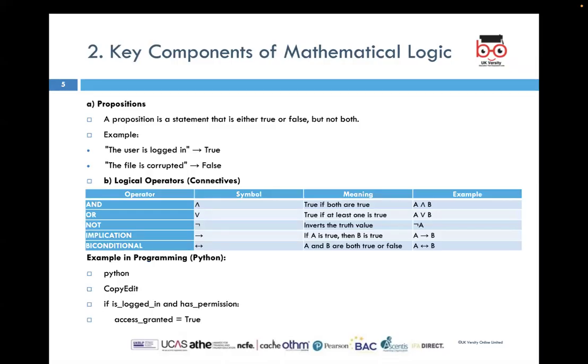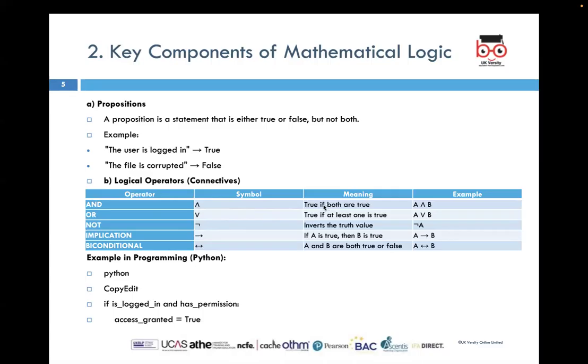Proposition. A proposition is a statement that is either true or false, but not both. For example, the user is logged in or the file is corrupted. Logical operators, as you can see below in the table, they're and, or, not, implication, and biconditional. And the symbol is shown above here in the table.